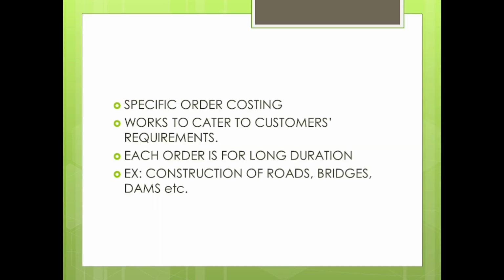It is a specific order costing, as I already told you, because here the contractor will perform based on the specifications as made by the contractee. So I will tell how much should be the length, depth, width of the drain, and according to that the contractor will do his job. Second one is the works to cater to customers' requirements. So obviously a contractor will do things as per the requirements of the customer. Each order is for long duration. As I already told, the contract lasts for long period of time. Examples are construction of roads, bridges, dams, etc.